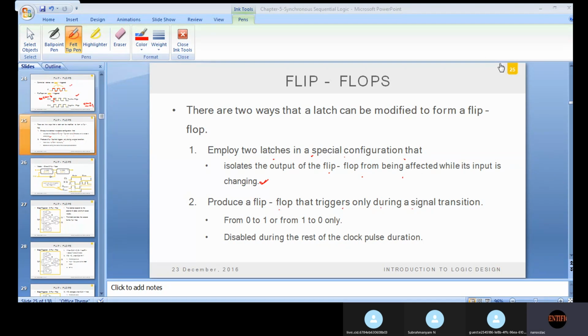Okay, so employ two latches in a special configuration. Okay, I will show you, don't worry. We will see in the coming slide. Employ two latches in a special configuration. Okay, output should be isolated. It isolates the output of the flip flop from being affected while the input is changing.